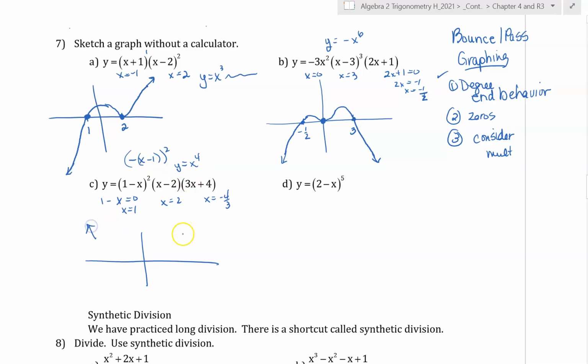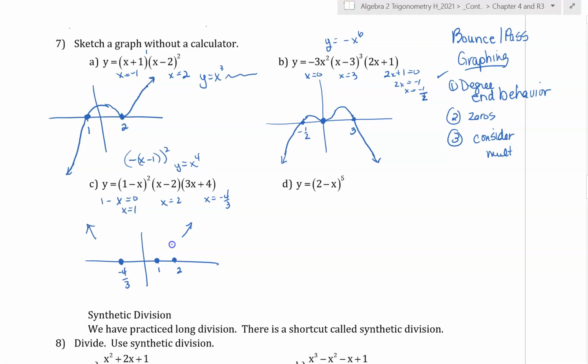The degree is 4, so my end behavior looks like this. Check. Next the zeros, I have a 0 at 1 and 2 and negative 4/3. So those are the only places my graph is going to touch the x-axis. Next, we're going to consider the multiplicity.